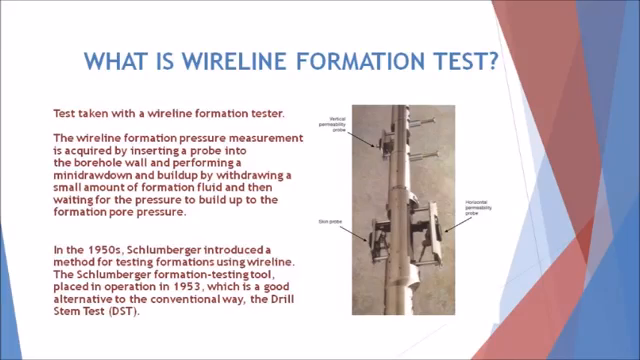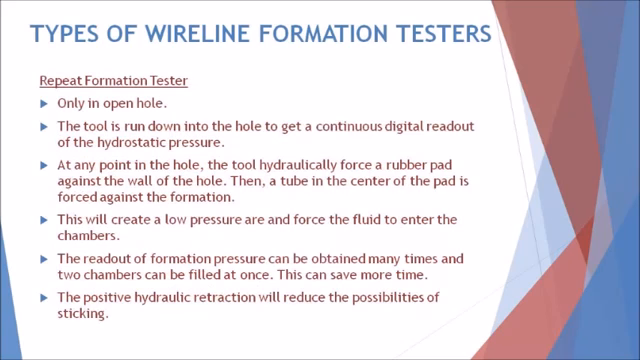The wireline formation test is conducted by inserting a probe into the borehole wall and performing a mini drawdown and build-up. This is performed by withdrawing a small amount of formation fluid and then waiting for the pressure to build up to the formation pool pressure. There are two types of wireline formation test. The first type is the repeat formation tester.